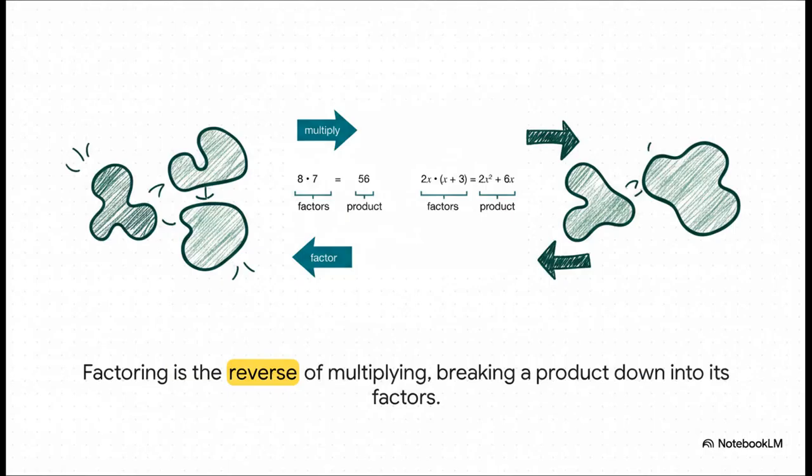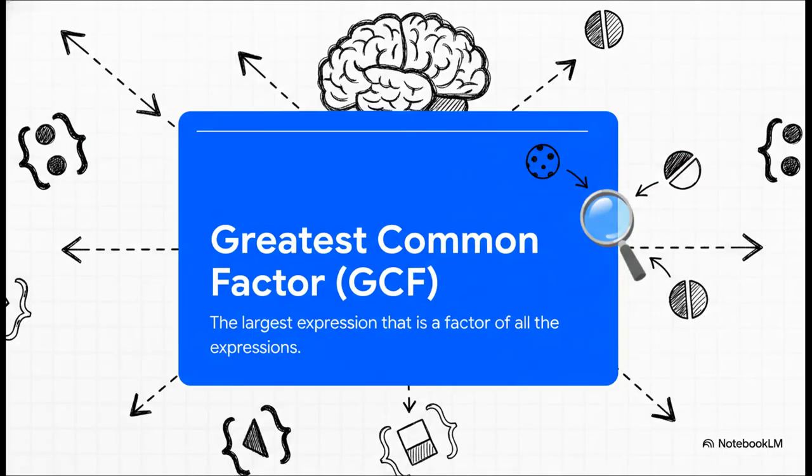Remember, factoring is simply the reverse of the distributive property. So instead of multiplying to get a product, we're starting with the product and we're breaking it down into its original factors. The key is finding that GCF. Now, the OpenStax textbook defines it as the largest expression that's a factor of every single term. But really, just think of it as the biggest piece you can divide out of everything all at once.